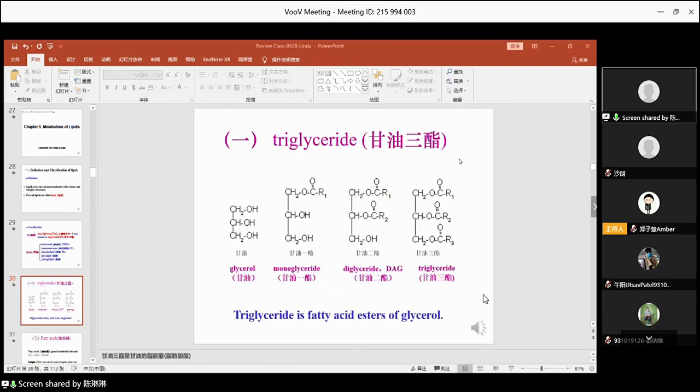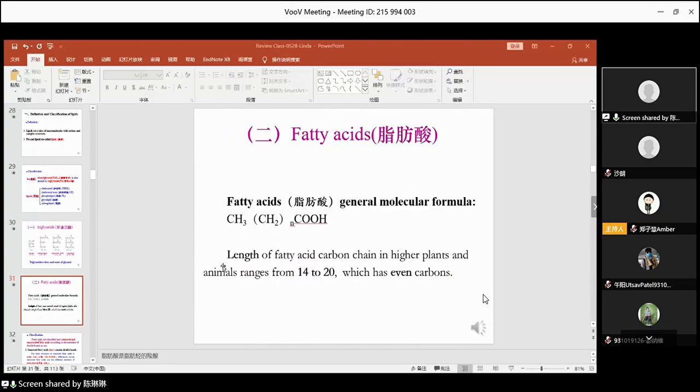And next, the key point is about the triglyceride. It is fatty acid esters of glycerol. For more detail, you can review the PowerPoint we talked about in our class in chapter 5. And next is fatty acids.